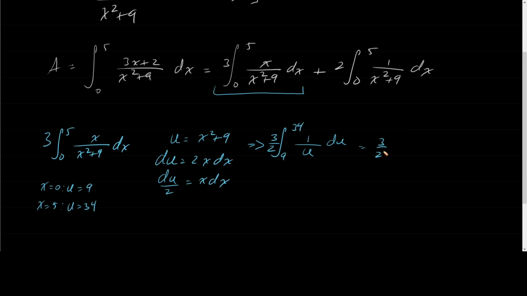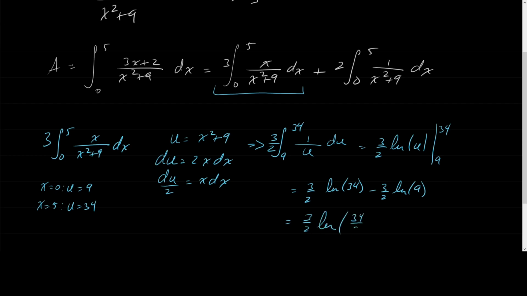There we go. And we have 3 halves ln of the absolute value of u, evaluated from 9 to 34. So we get 3 halves ln of 34 minus 3 halves ln of 9, using rules of ln and factoring out the 3 halves, and then 3 halves ln of 34 ninths. All right, so that's the first part.